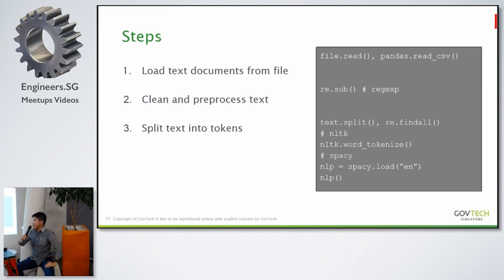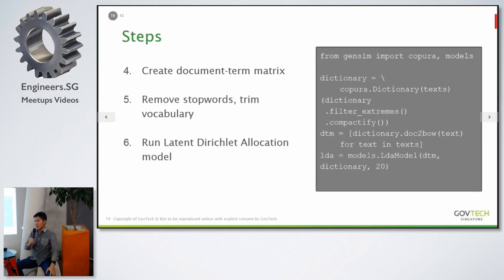Then after you're done cleaning of the text, you split the text into tokens. What I mean by tokens is you can think of it as picking out the words. So an email will be a huge chunk of strings, and you want to break it down into tokens before you can proceed to the next step, which is to create a document matrix.